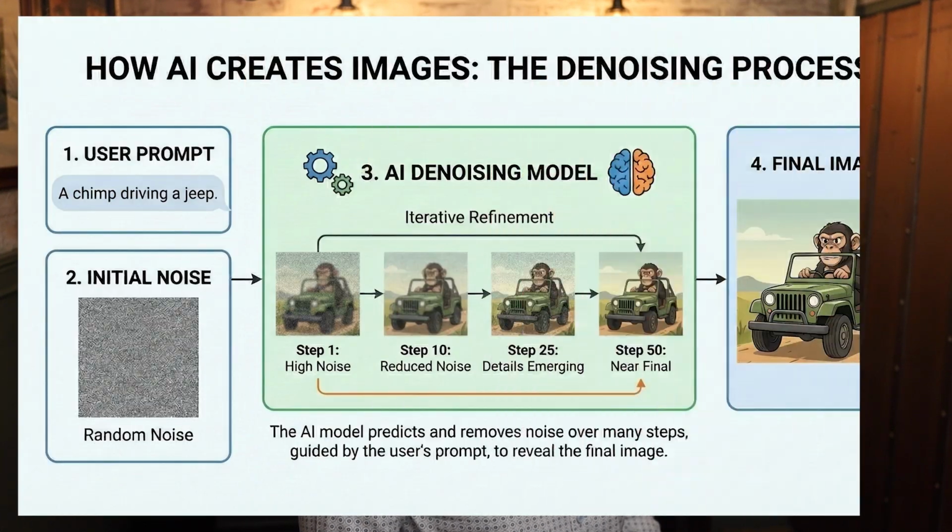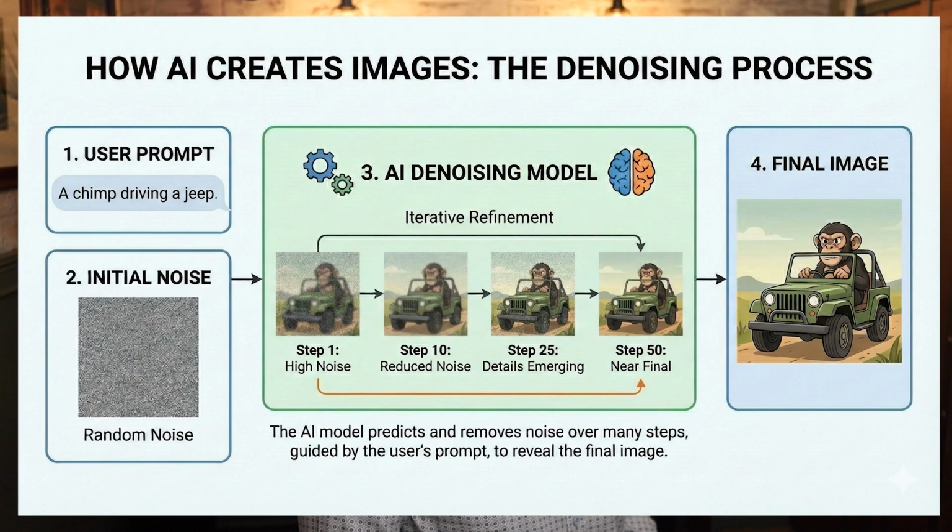So, when you hit generate, here's what actually happens. The AI starts with pure random noise, static, visual garbage. Then it runs 20 to 50 of these denoising steps, sometimes more. In each step, it looks at the current noisy mess plus your prompt and makes a decision. Which pixels should it clean up? What structure should it reveal? What should stay fuzzy for now? Early steps are dramatic.